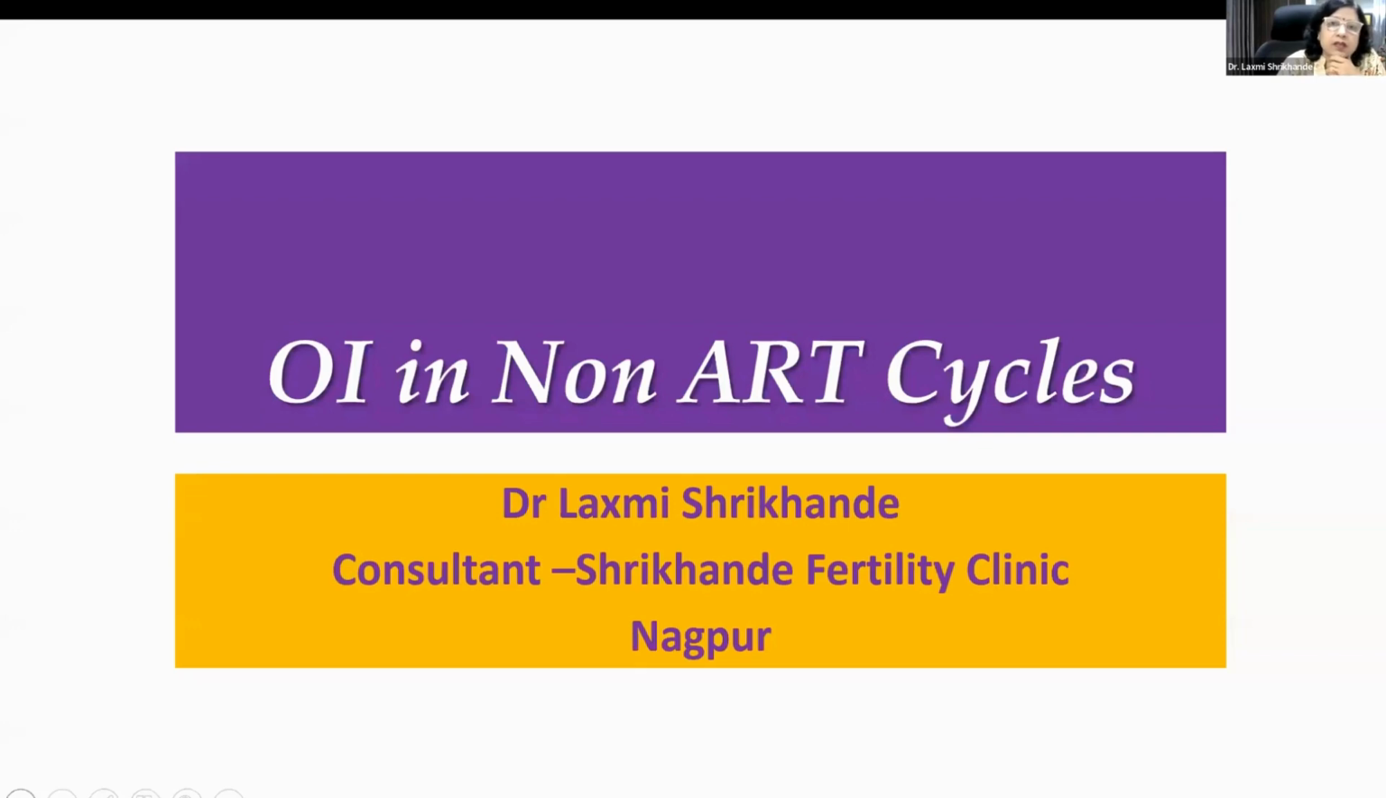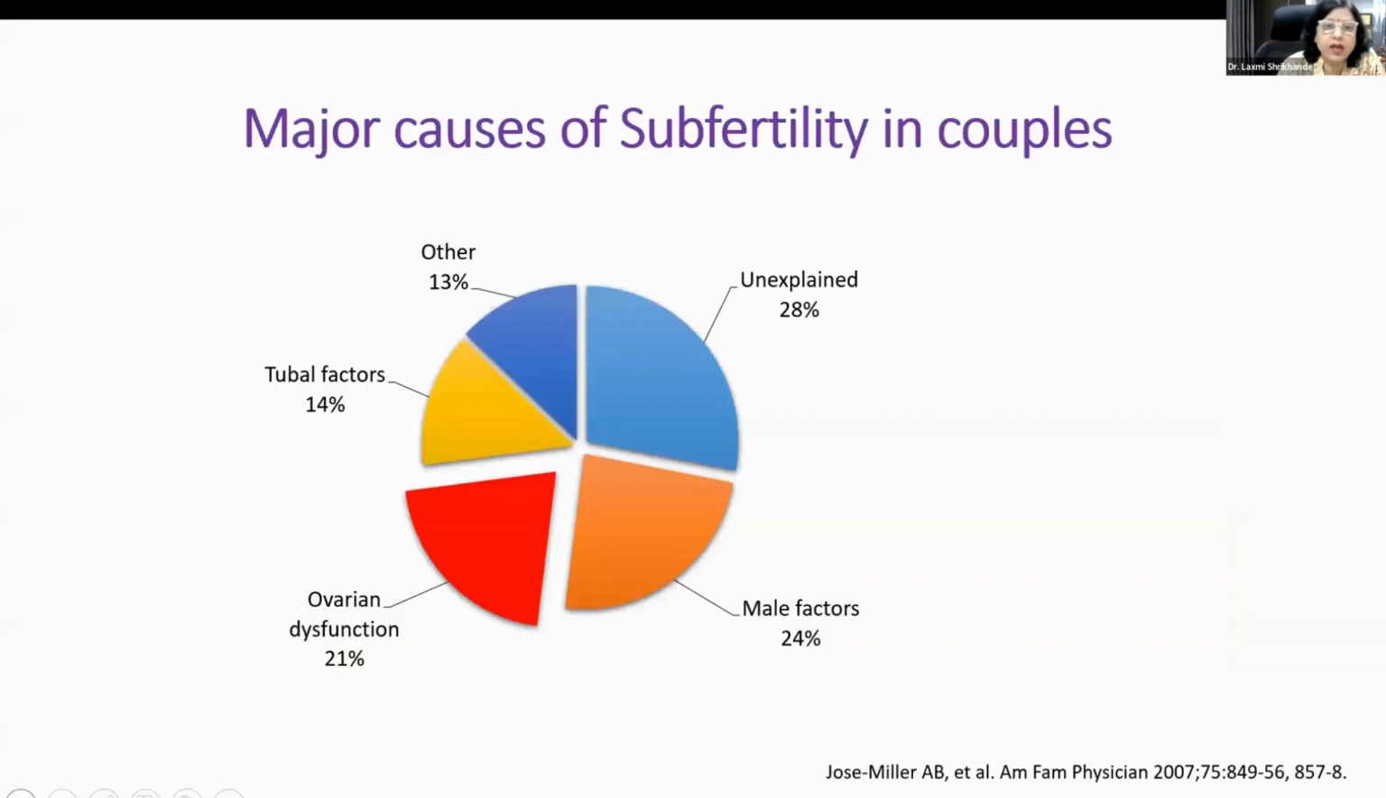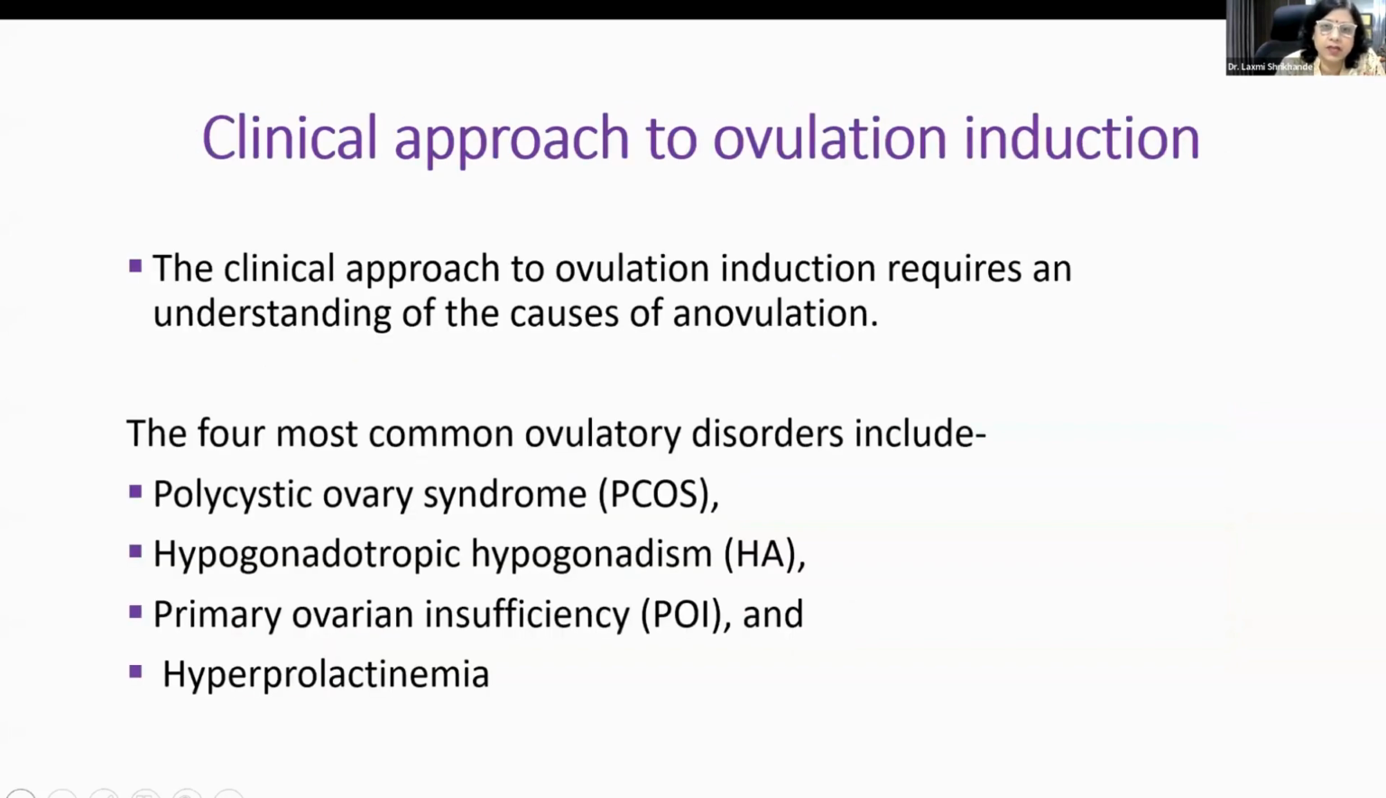As Dr. Pratik has already said, I am speaking on ovulation induction in non-ART cycles. By now, you all know very well the major causes of subfertility in couples, and when it comes to anovulation, it accounts for 21% of these subfertility cases. So what should be your clinical approach to ovulation induction?